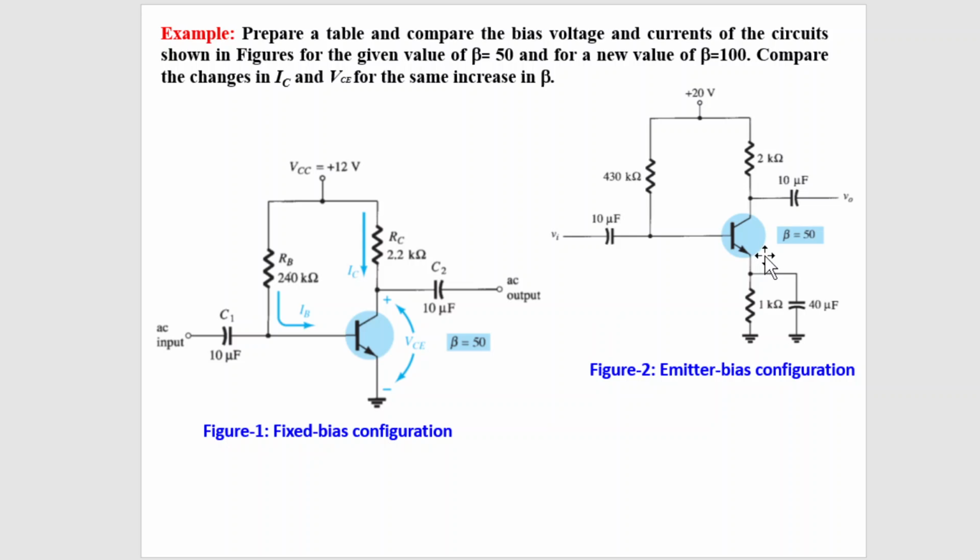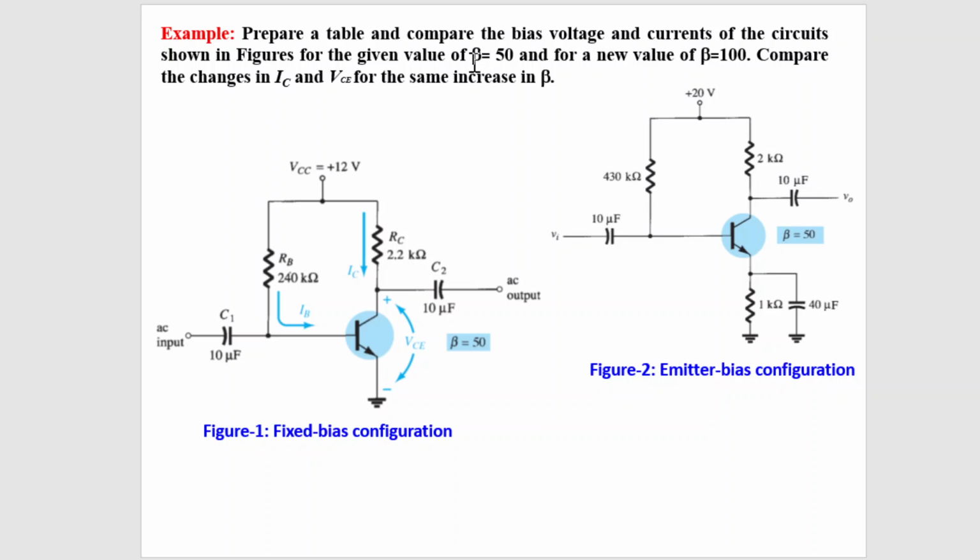So these are the two figures. This is fixed bias and this is the emitter bias configuration. Now you are asked here to calculate the collector current, base current, and collector emitter voltage. Three parameters: collector current, base current, and this collector emitter voltage.